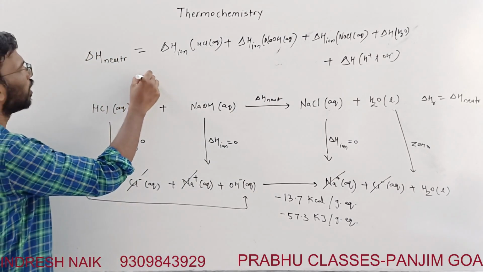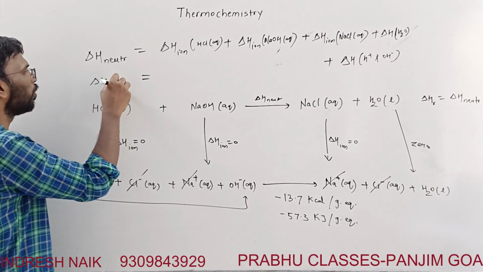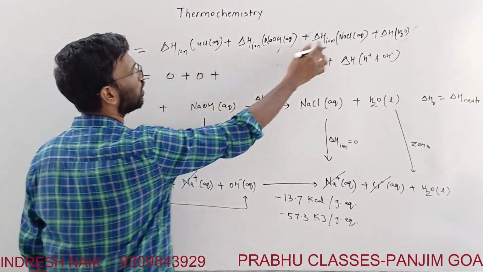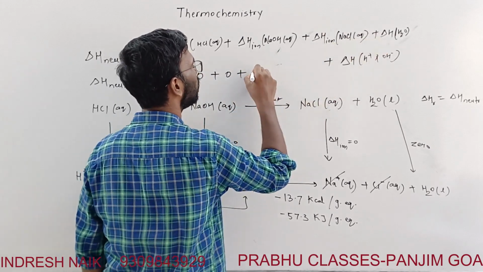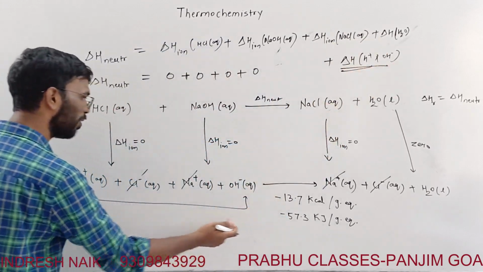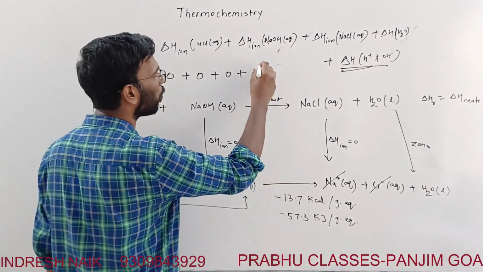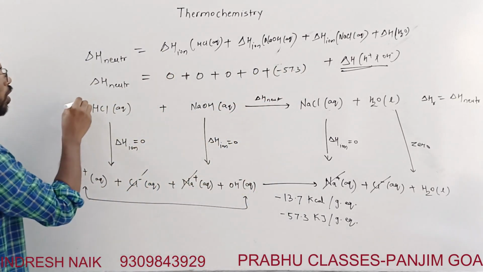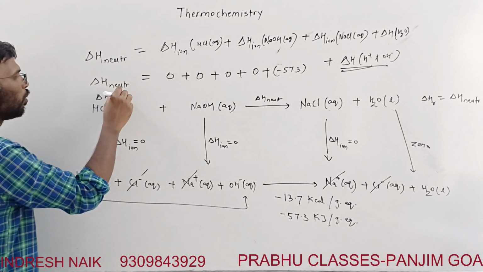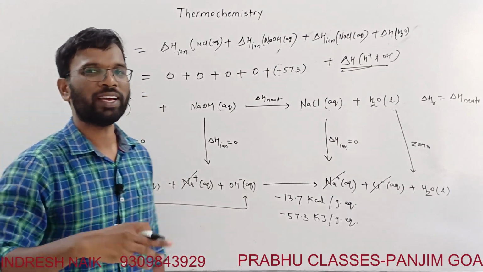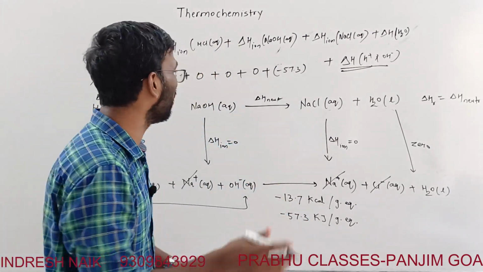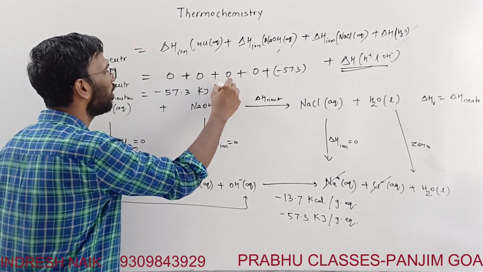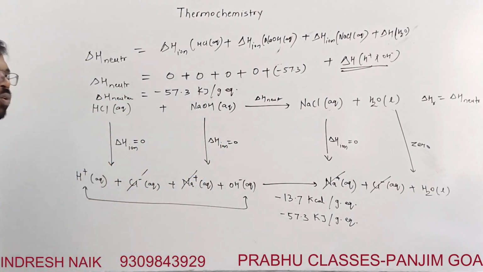So what is this? If you see over here, for the enthalpy of neutralization, this is 0, this is also 0, this is also 0, and this is also 0. And what is this value I was getting? It was minus 57.3. So over here what we can say is that the enthalpy of neutralization for 1 gram equivalent of a strong acid and a strong base is always constant, that is minus 57.3 kilojoules per gram equivalent. So this is the whole point.